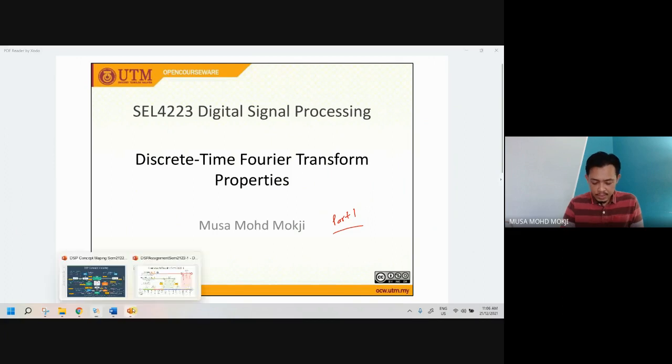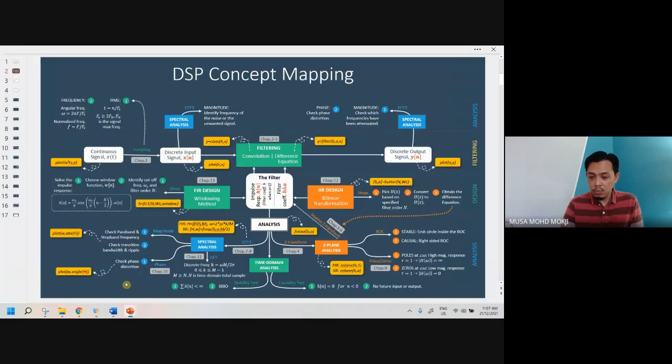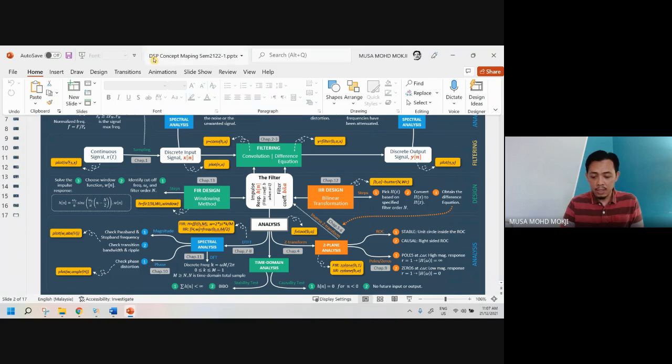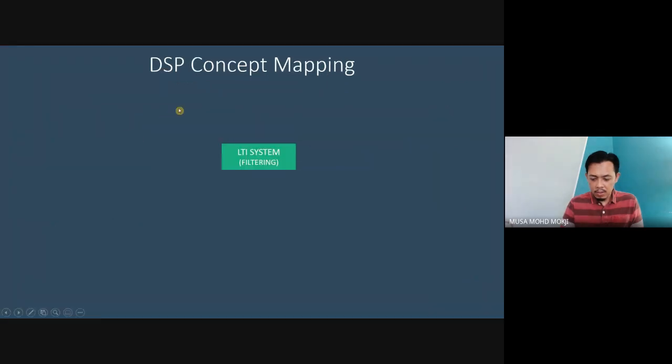Okay, so as usual, we do some recap first, so that everybody will get the idea of what we are trying to cover this week. This is the whole thing of our course, digital signal processing 1. We have another one, advanced digital signal processing. If you are interested, you can take that course, maybe next semester.